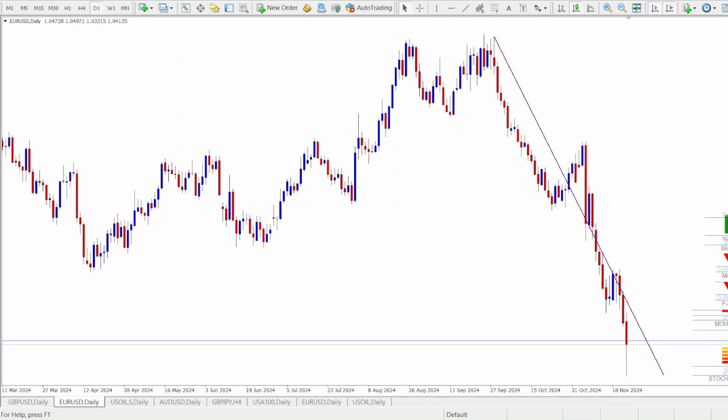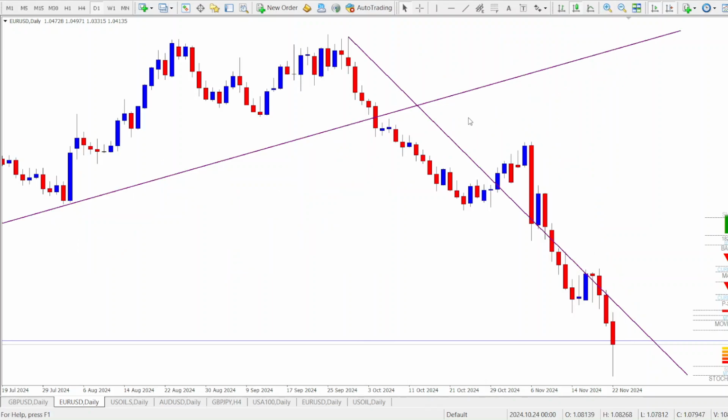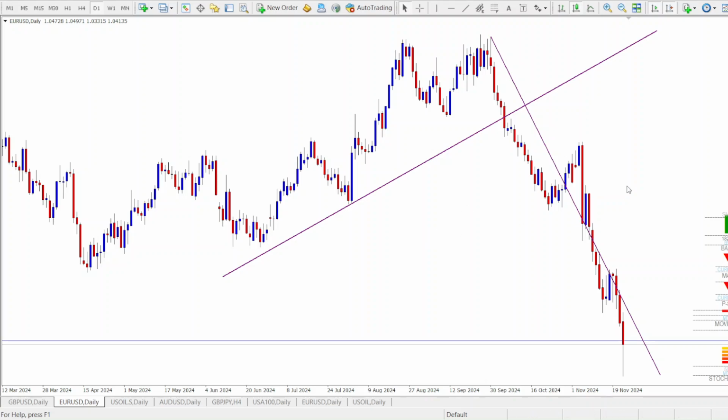So when you get a signal from the FX multimeter indicator, you should also confirm the signals that the indicator is giving you. Look out on the chart for patterns, possible reversal patterns, continuation patterns, and what have you. So currently, given the ongoing sell signal, we should be looking for sell opportunities. And for the fact that Euro USD is currently in a sell trend, it even confirms the signal given to us by the FX multimeter indicator.